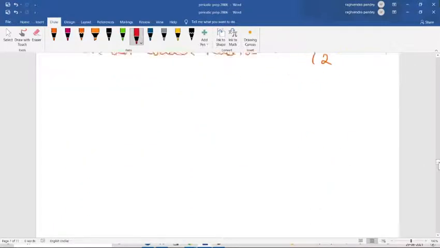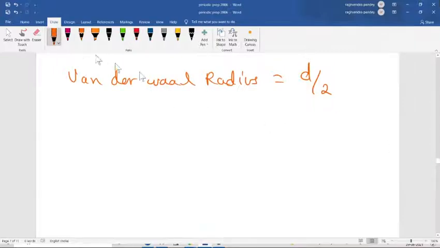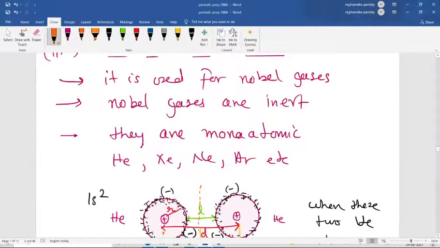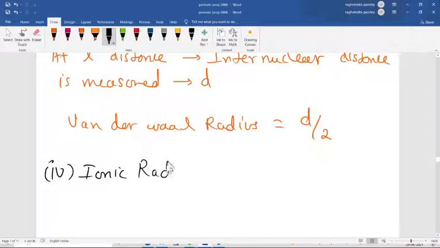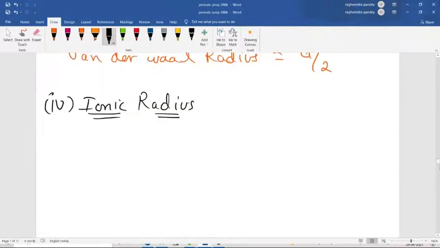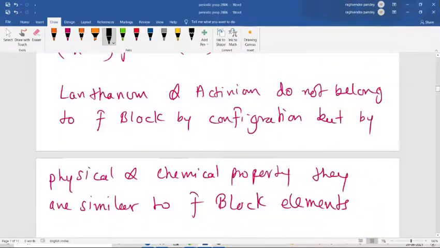Okay. So now the last one is this third one. Let's do ionic radius also. So the fourth one is the ionic radius. Now in ionic radius, first you understand ions. I told you how the ions are formed.